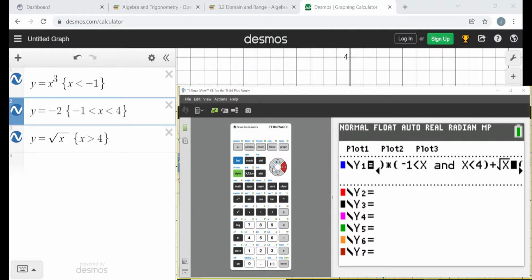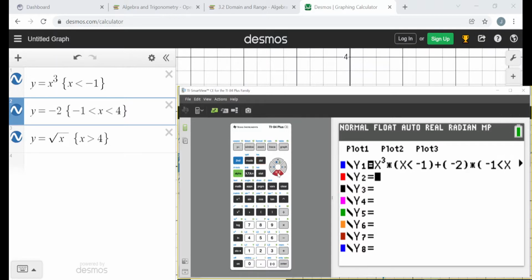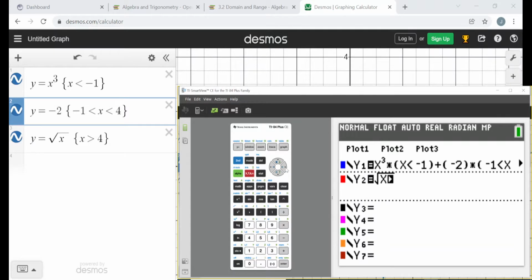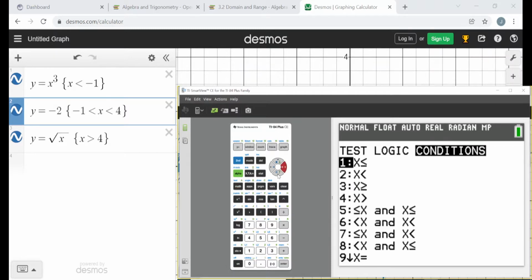Well, gee. I guess I should just graph that separately then. Sorry about this. You can probably tell I'm much more comfortable with Desmos. So if I go to y2, I guess you could graph each part separately as well. It's just annoying. Yeah, y2 equals the square root of x times its condition, and then x is greater than 4.